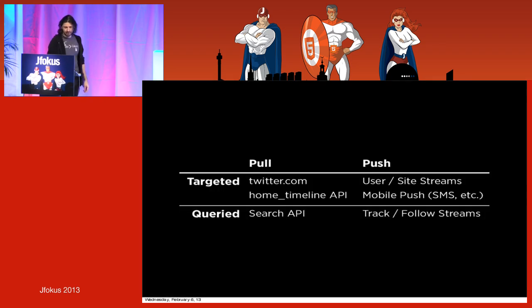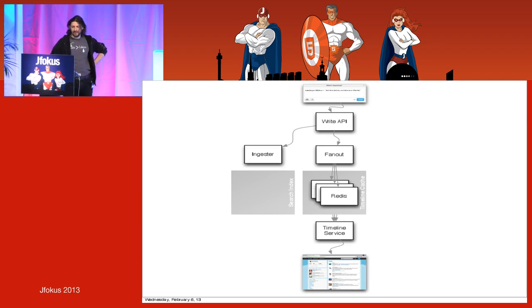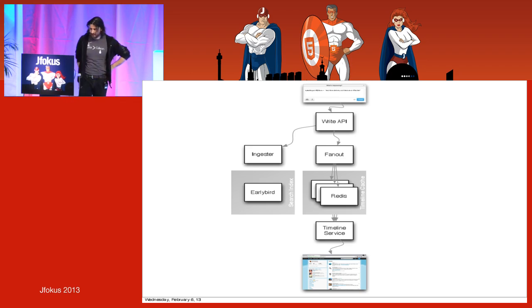So this was the basic targeted timeline in a pull mode. Let's talk about search a little bit. Search works somewhat different. The write API also forks off to a thing named ingester, which tokenizes the tweet, and then we have a search index which runs on a bunch of services named the early bird. At Twitter, everything has to be a bird. Early bird is actually an optimized Lucene. It mostly is an optimized Lucene.